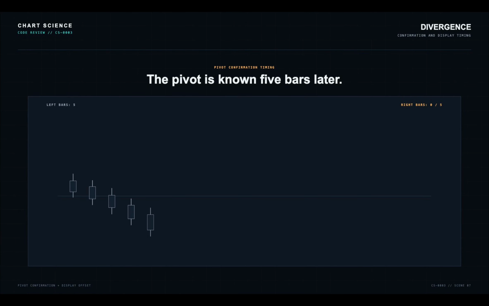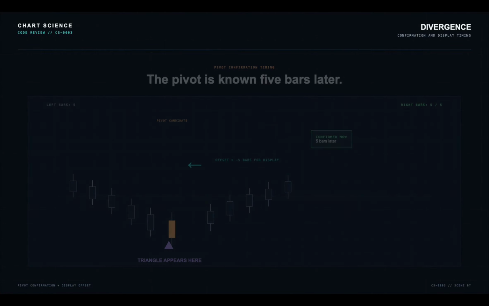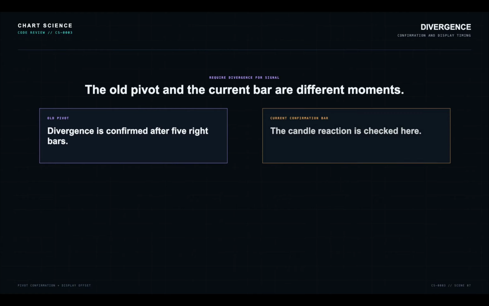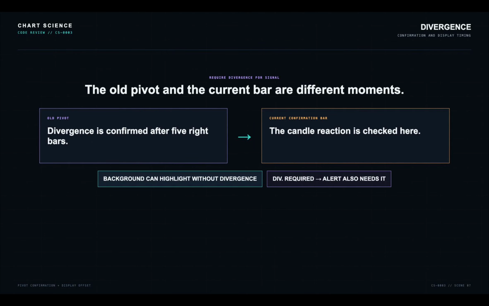That makes the chart easier to read, but it can also look like the signal appeared earlier than it really did. So the honest explanation is, this is a confirmed divergence, displayed at the location of the old pivot. If required divergence for signal is turned on, only the alert signal becomes stricter. The divergence is confirmed several bars after the pivot, while the candle reaction is checked on the confirmation bar.